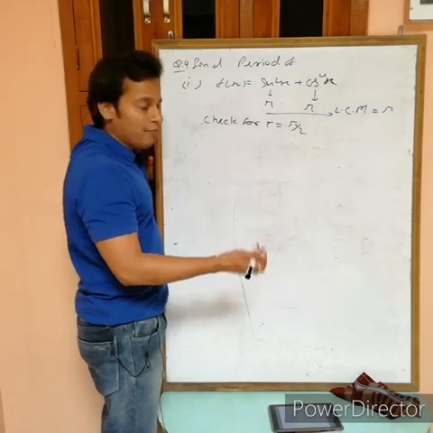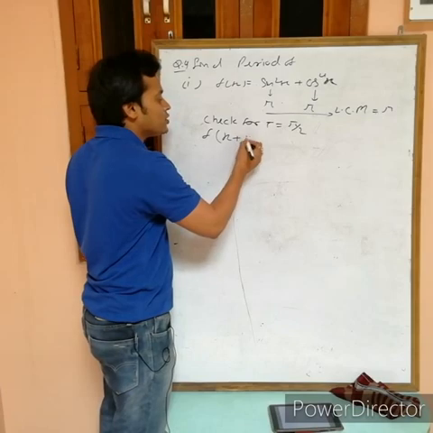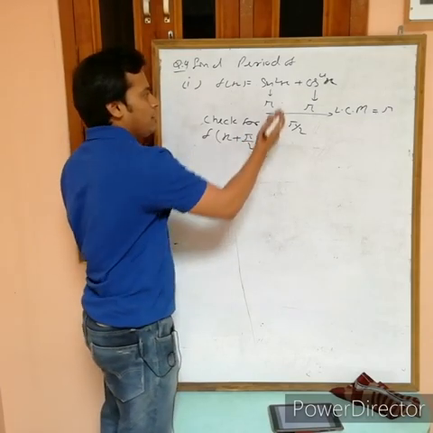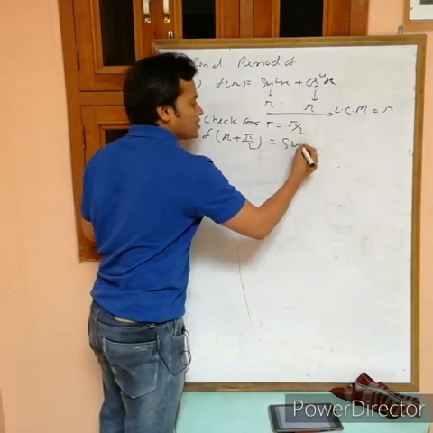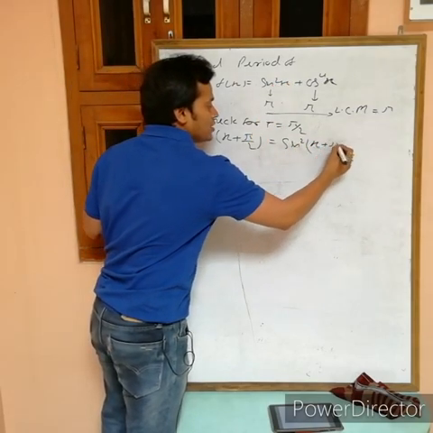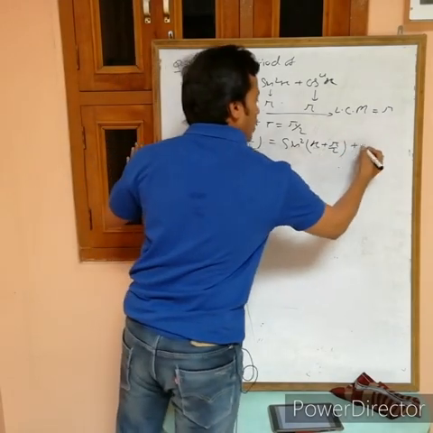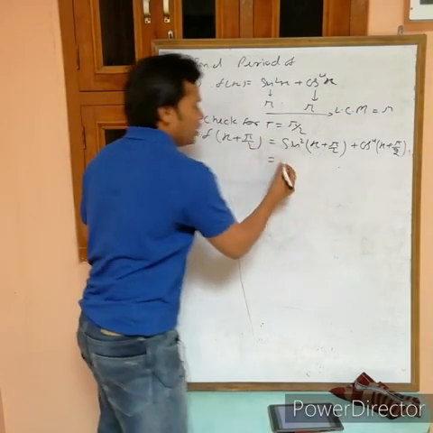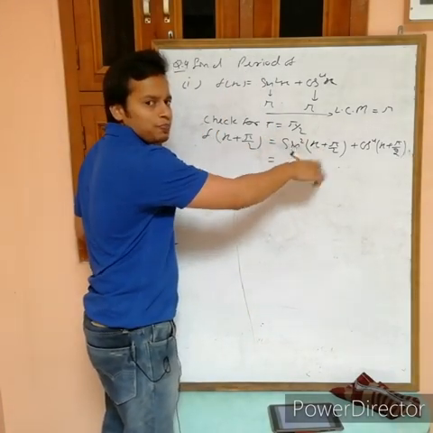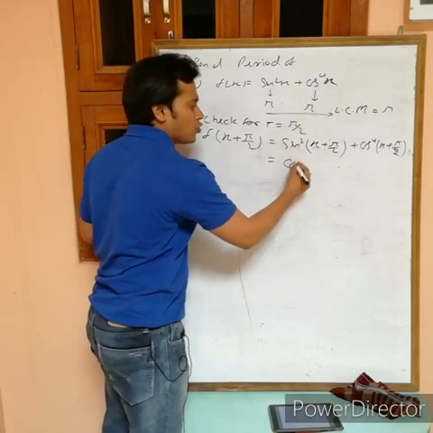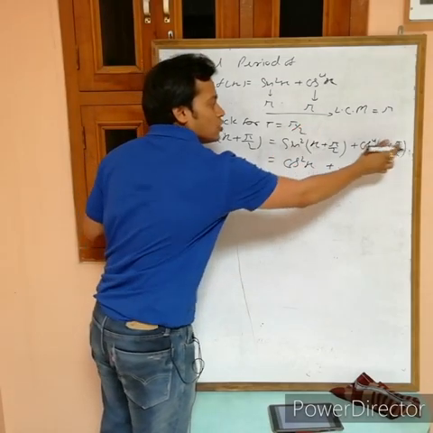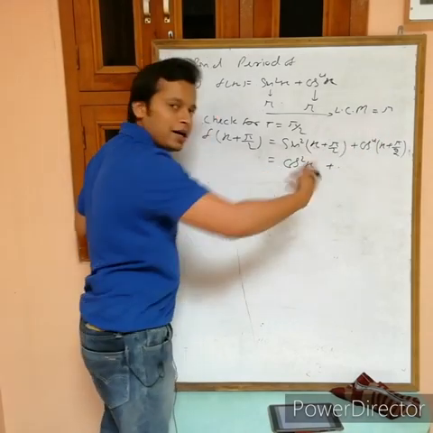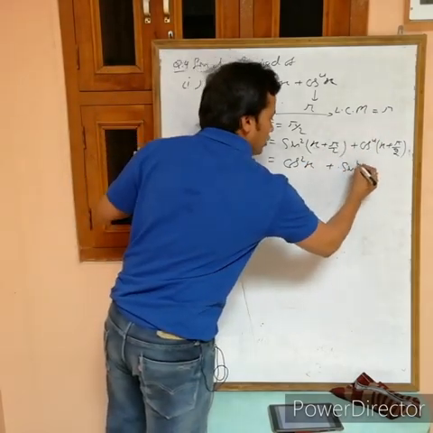Pi by 2 will be the fundamental period if f(x plus pi by 2) is equal to f(x). So f(x plus pi by 2): replace x with x plus pi by 2. What we are getting? Sin square of (x plus pi by 2) plus cos power 4 of (x plus pi by 2). Now sin of (pi by 2 plus theta) is cos theta, so the square is cos square x. Cos of (pi by 2 plus x) is minus sin x, and minus sin x to the power 4 again becomes plus sin 4x.